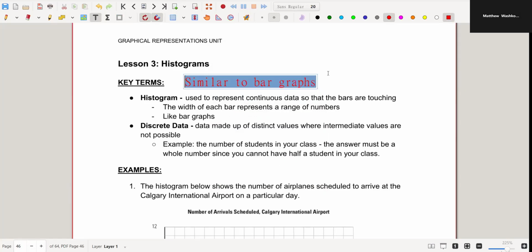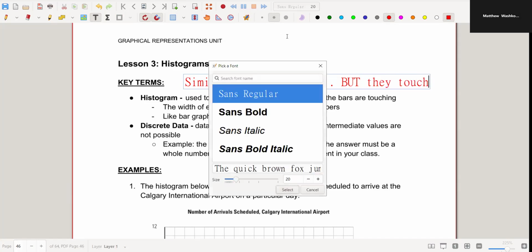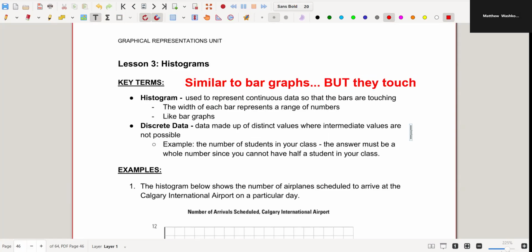They're very similar to bar graphs, but they touch. And they also measure a different kind of data, as we'll get into. So with a histogram here, these measure something we call continuous data. Now, bar graphs look at discrete data. So the bars are, in fact, touching. One thing to note is that the width of each bar represents a range of numbers, and we will make sense of this in a second.